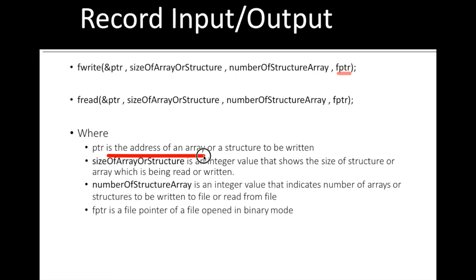So ptr is the address of the array or structure to be written. Size of the array or structure is an integer value that shows the size of the structure or array that is going to be read or written. The number of the structure or array is an integer value that indicates the number of arrays or structures to be written or read from the file. And fptr is a file pointer that opens a file in binary mode for read or write.